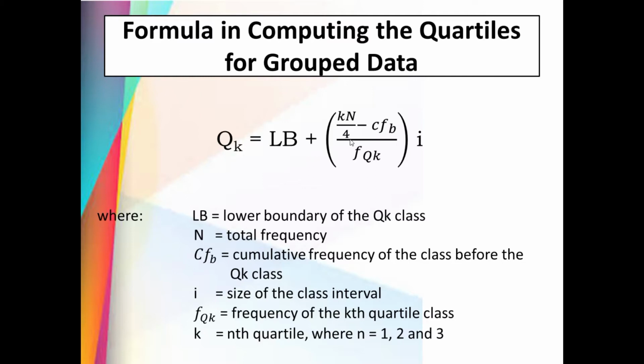Ang formula na gagamitin natin for quartiles for group data is this: Q sub k equals LB plus quantity Kn over 4 minus CFB over FQK times I. So yung mga to, ito ang meaning nila.